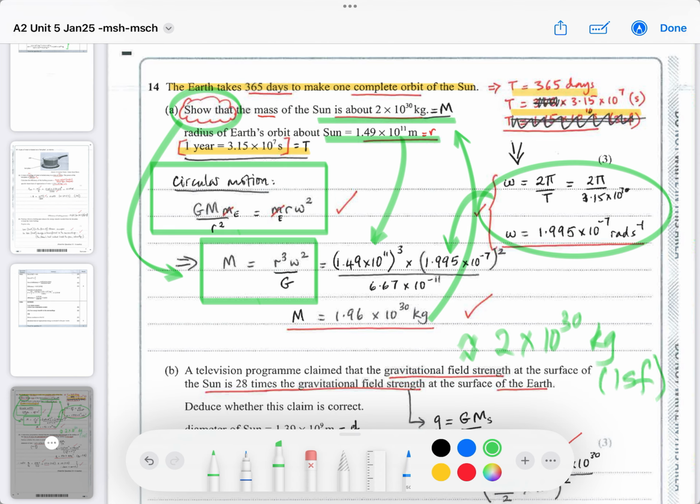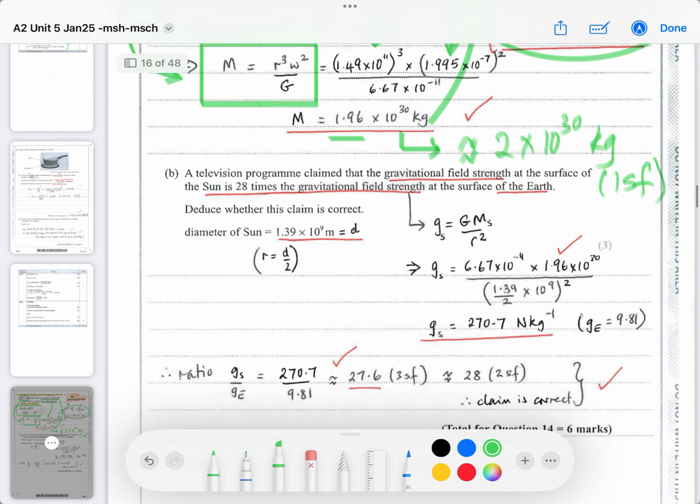So they say about means to one significant figure because that's what they're giving you. But we put 3 significant figures here. It's good to show you do 3 significant figures and then show that you're going to put it to the value that the examiner wants, to show that it's approximately that.